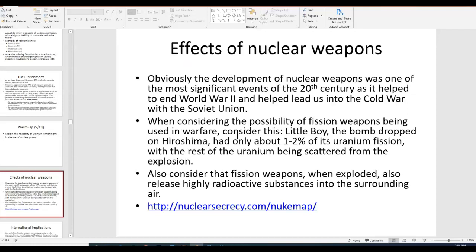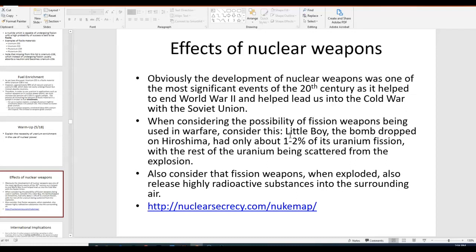One of the last things we're going to talk about is the effects of nuclear weapons. Obviously, the first nuclear weapon was produced by the United States during World War II as part of what's called the Manhattan Project. Dropping 2 of those weapons on Japan led to the end of that war. Just something to keep in mind when considering the possibility of fission weapons being used in nuclear warfare.